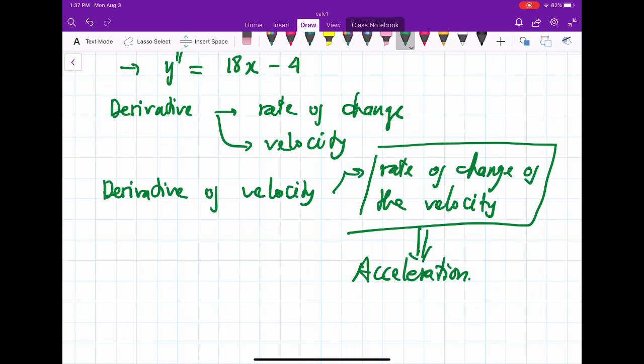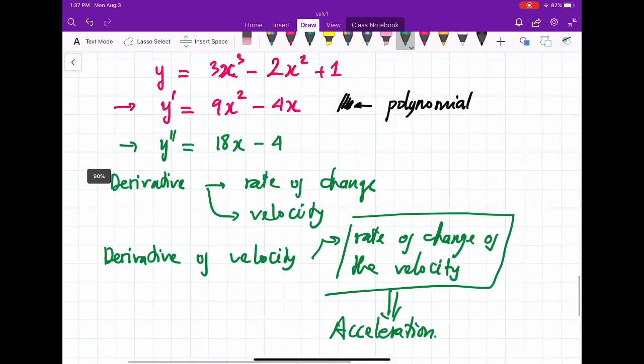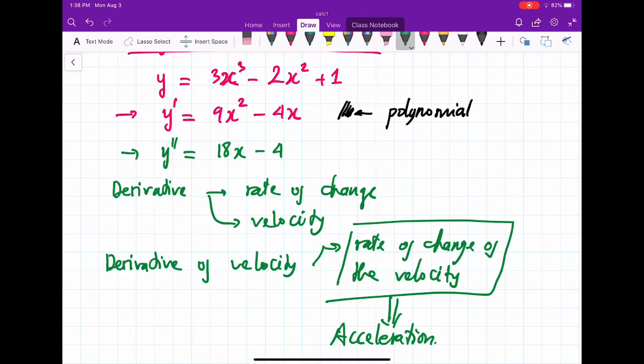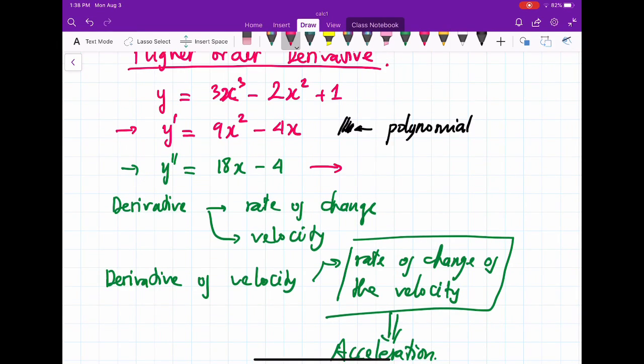Does that make sense? So you see, the first and the second derivative have some practical meanings. The derivative is the velocity, or that is the rate of change. And the derivative of the derivative is the rate of change of the velocity. So this is called the derivative of the derivative, or the second derivative. And if you can differentiate the function a third time, a fourth time, or in general an nth time, you have the nth derivative.